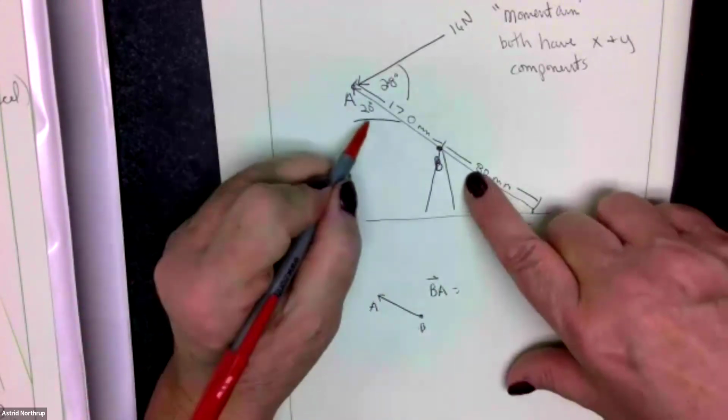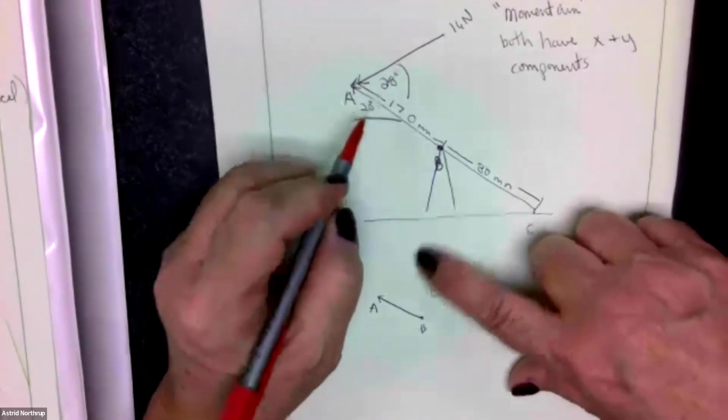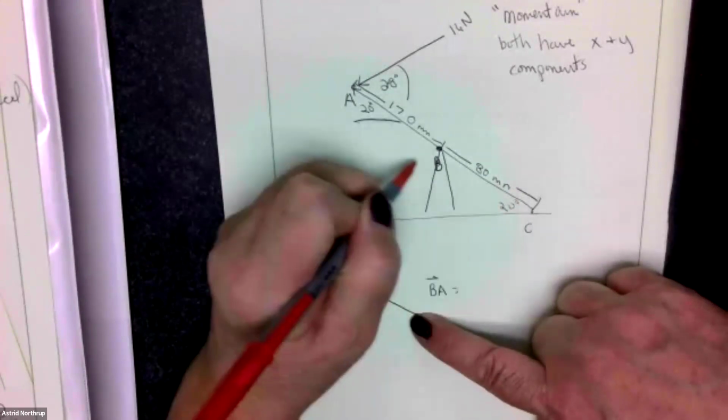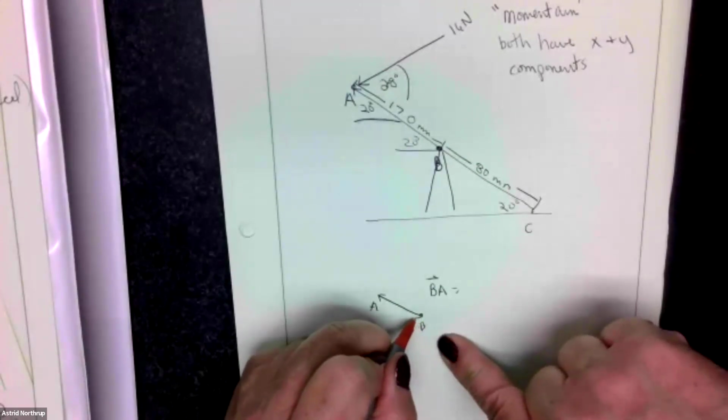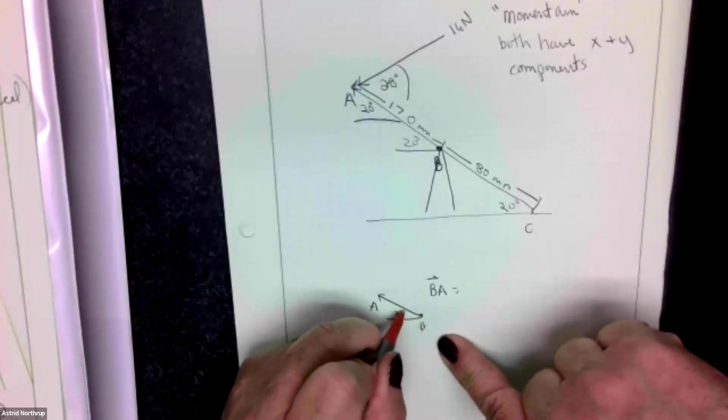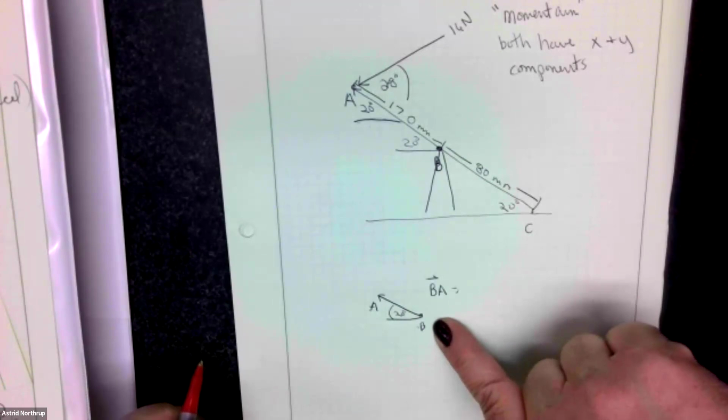So what does that mean? Well, if this angle is 20 degrees, that just means that these angles are all 20 degrees. So if we look at this, this is what we have.